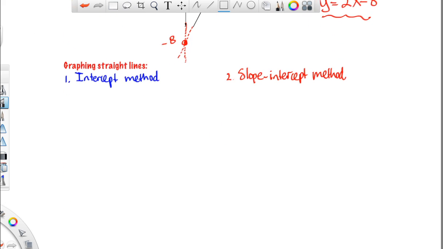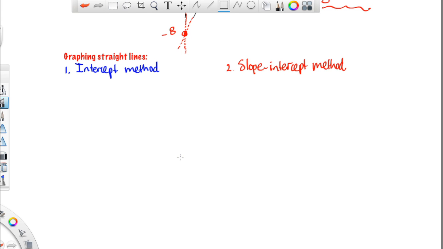Alright, and the last thing is then how do we graph straight lines? Well, that depends a lot on in what form it's given to you. So the intercept method, for example, works great for equations that are given to you like this. So what about 2x plus 3y equals 6? Well, you can use the intercept method here.